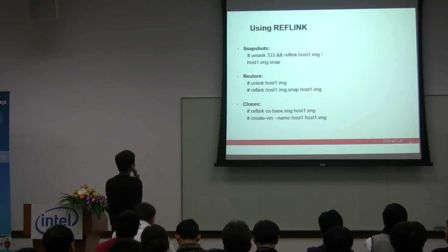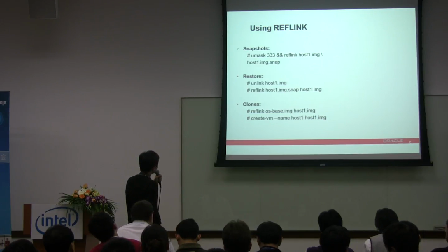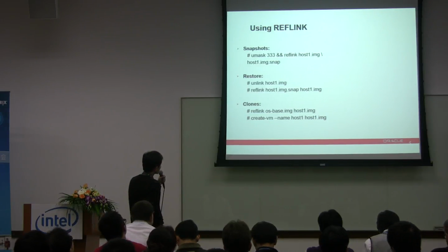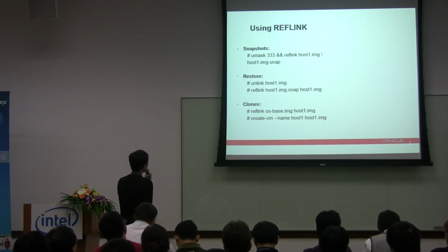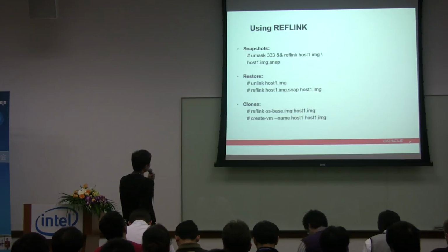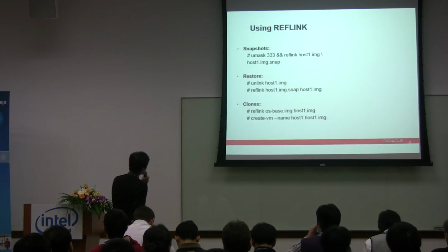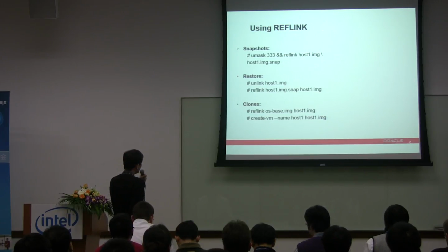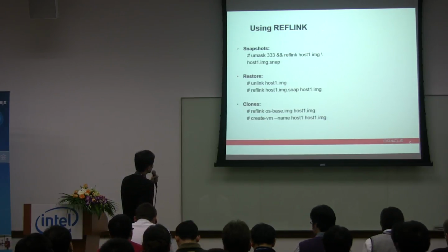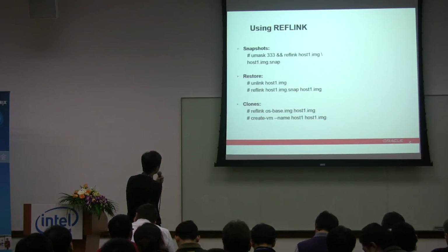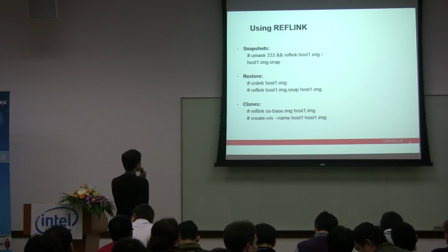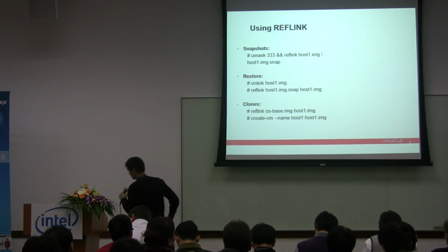The third example is how to clone it. You have a base image, something like an OEL5 image or something else, and you want to create a new image for another user. You just Reflink it to another image and use create VM or something else to create a new host, but the semantic is the same.